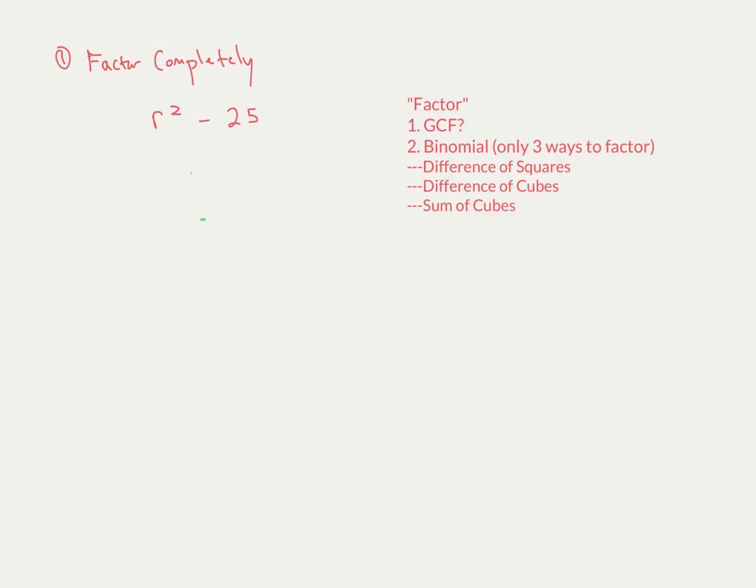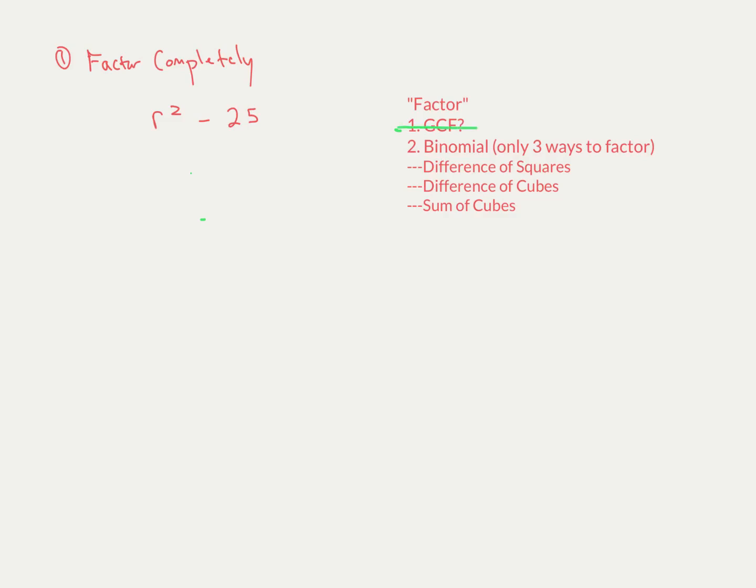Chapter 4.7. Our first example, factor completely r squared minus 25. Anytime we're asked to factor, again, the first thing you want to do is check to see if there's a greatest common factor, something that we can take out of all the terms in the polynomial. So we've got r squared and 25, nothing in common there. So I'm going to go ahead and put a line through the greatest common factor part.